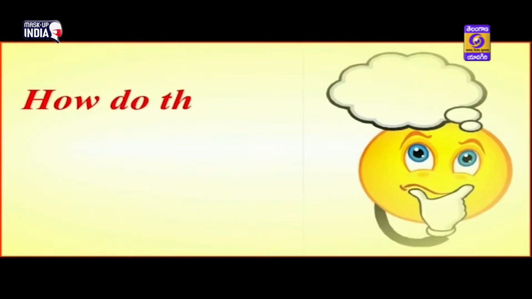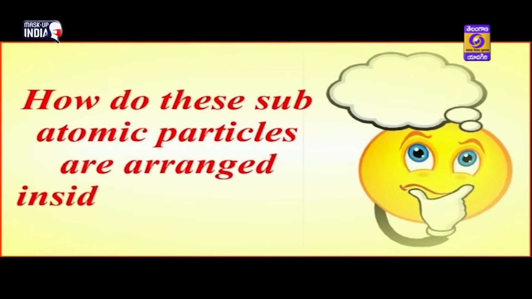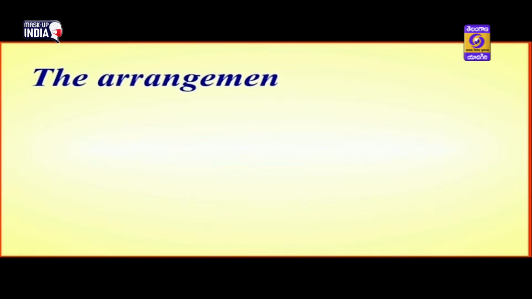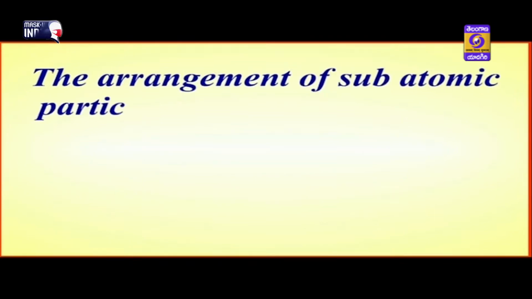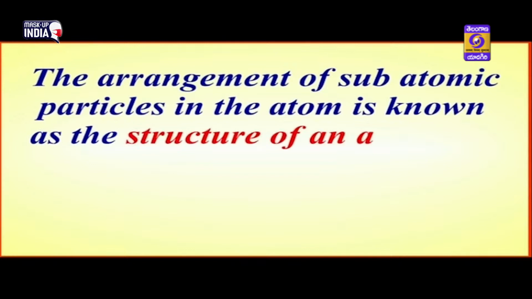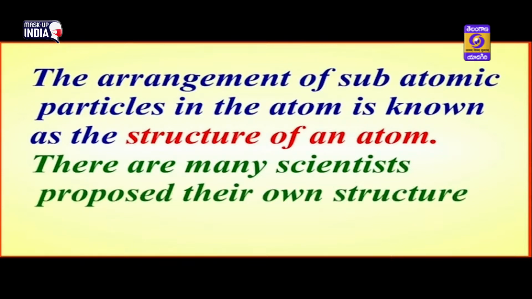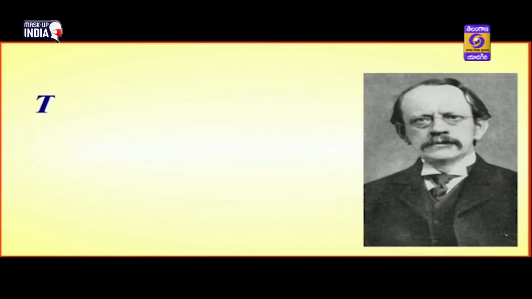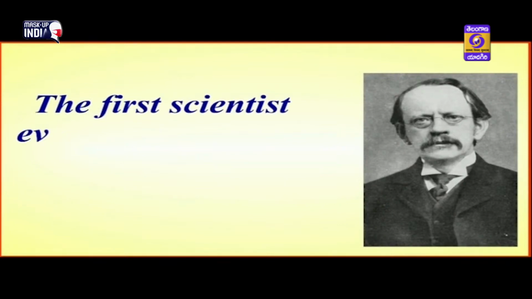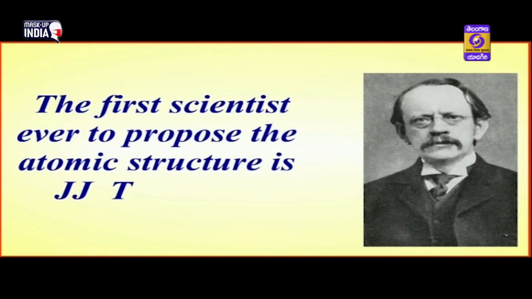My dear children, how are these subatomic particles arranged inside the atom? Let us try to learn. The arrangement of subatomic particles in the atom is known as the structure of an atom. Many scientists proposed their own structure of the atom. The first scientist ever to propose an atomic structure is J.J. Thomson.